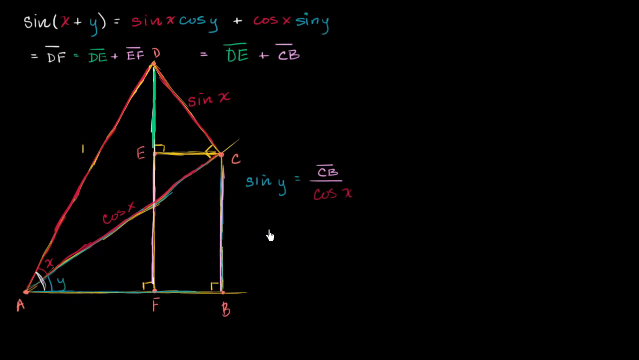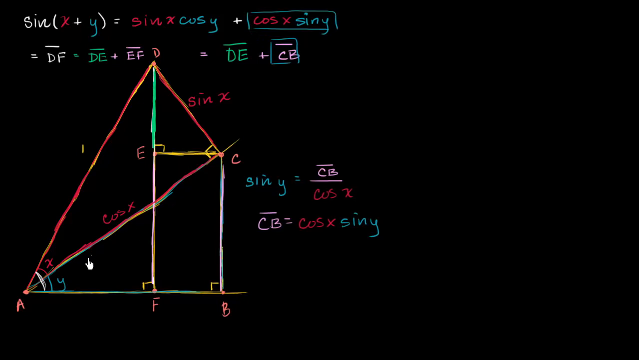And at any point, if you get excited, pause the video and try to finish the proof on your own. So the length of segment CB, if we just multiply both sides by cosine of x, the length of segment CB is equal to cosine of x times sine of y, which is neat because we just showed that this thing right over here is equal to this thing right over here.